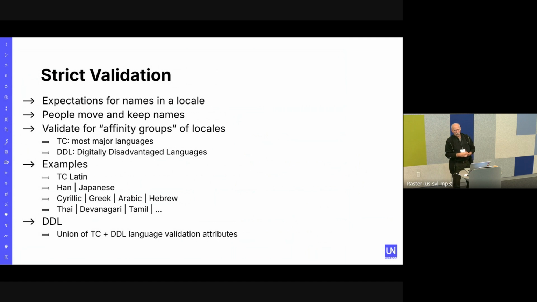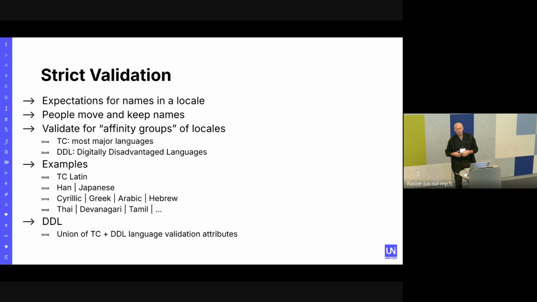We realized that some areas, some languages may use characters that are not normally used in most Latin-based languages. So we decided to narrow it down for one affinity group, which is basically all the major languages or modern languages that are supplied by the technical committee to Unicode, which is still on the order of about, I think, 60 or 80 languages just for Latin. And then for digitally disadvantaged languages, you would take what you need for the TC major languages and then add any additions that they have for DDL onto them.